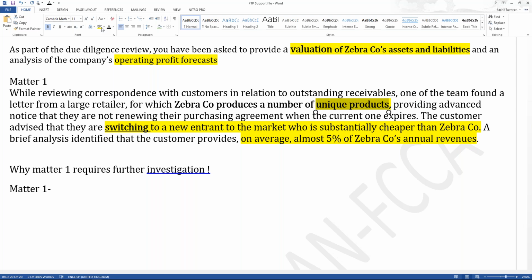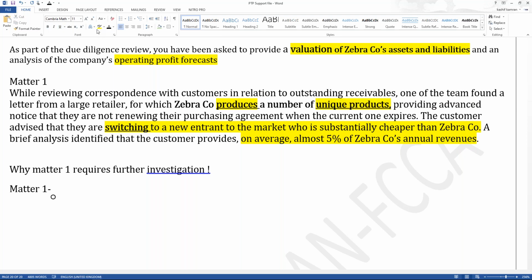Okay, unique products. If Zebra is producing, can you see this word produce? Produce means manufacture. So if Zebra is manufacturing unique products for this customer, do they have specific plant and machinery to manufacture these unique products, which is for a particular customer? They produce a number of products, right? Can you see this word produces? So does that mean it is also an indicator that the plant and machinery which produces these unique products should be tested for impairment? And is impairment part of the valuation of the assets and liabilities? Are you understanding? So one is the unique inventory, one is the unique products, and one is the produces. I hope you're finding both underlined words on the screen, right?